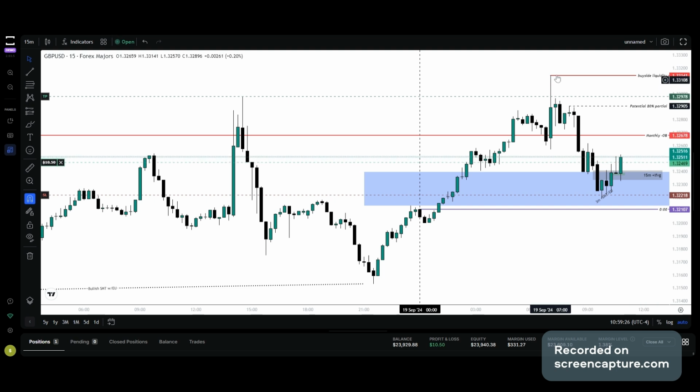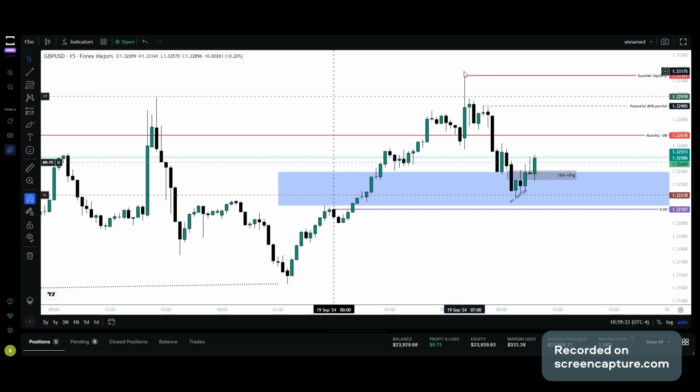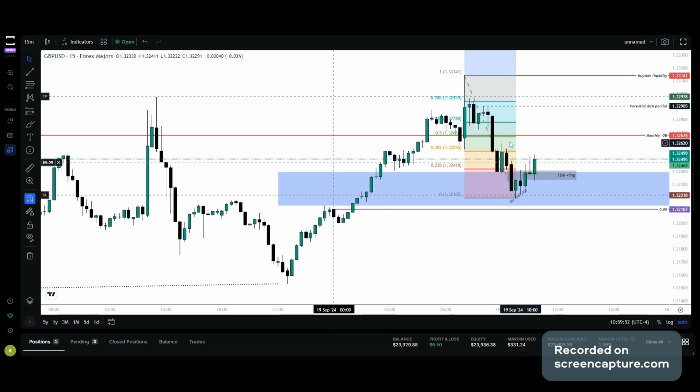I only want to scale in below 50% of this current price range from high to low. So I'd only want to scale in at a discount of this range. So it'd have to be below equilibrium or below 50%. This 50% is right here. It's just about right at that monthly bearish order block that I have.